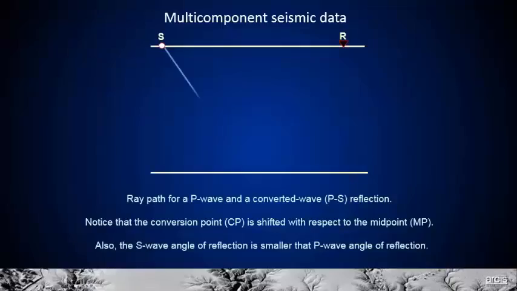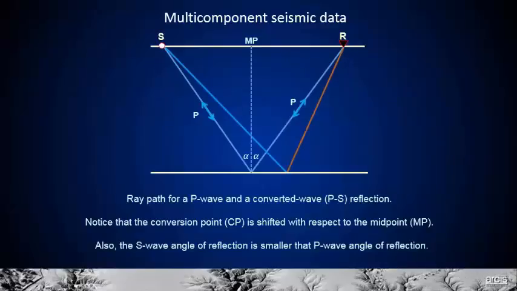But when it comes to the multi-component data, here is the diagram explaining the geometry where we are talking about the common conversion points for the PS data. And as you notice here, there are two things. One is that the common conversion point is shifted from the CMP, and the other is that the angle of reflection for the PS data is smaller than the equivalent angle that we have for the P data. And if we are able to just shift this to the location of the CMP, then we notice the angle of incidence for the same angle of reflection as the PP is larger.